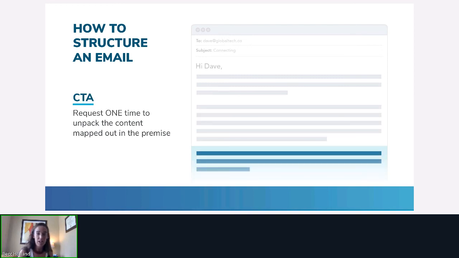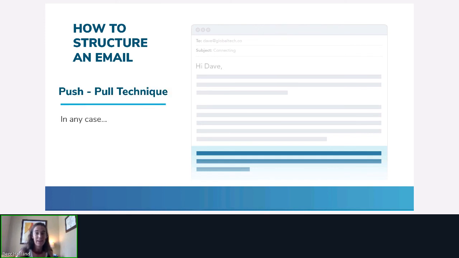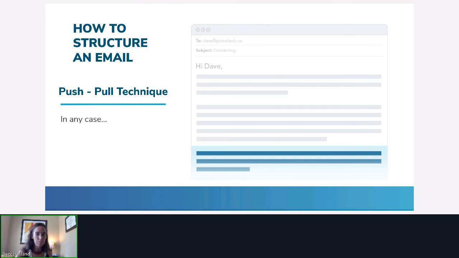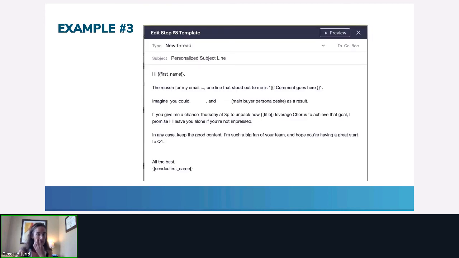CTA with, if you give me a shot, if you give me a chance to meet you and unpack that idea on Tuesday at 2, I promise I won't jam your inbox with follow-up messages if I strike out. And then I would say, in any case, that's another way to push pull. You say, in any case, I hope that you're saying with, you get the idea, but you basically just want to focus on language that's different than the first email, but the same in terms of structure. Reason for your outreach is the longest line, body is medium length, CTA is the shortest length, and then you push pull at the end. So here's an example.